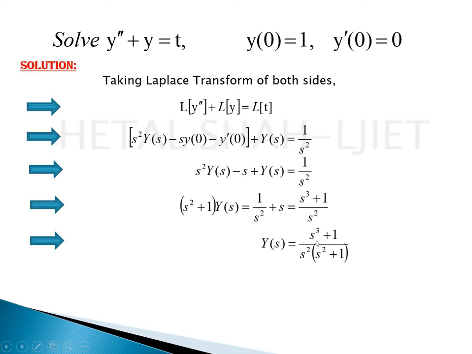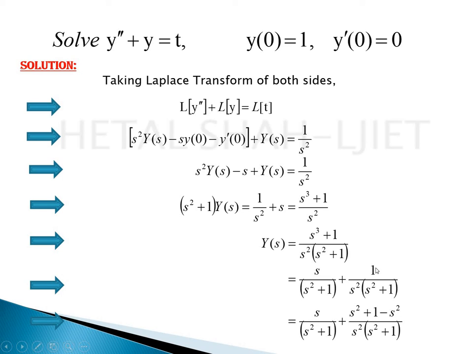But it's not easy to find the inverse Laplace transform of the right hand side. For that, we split this term into two parts. That is s upon s square plus 1, plus 1 upon s square into s square plus 1. By simplifying, you get just this one term. The inverse Laplace transform of the first term is easily available, but for the second term, again it's not easily available. There are various methods to find the inverse Laplace transform of this term. But I am going to again split the second term.